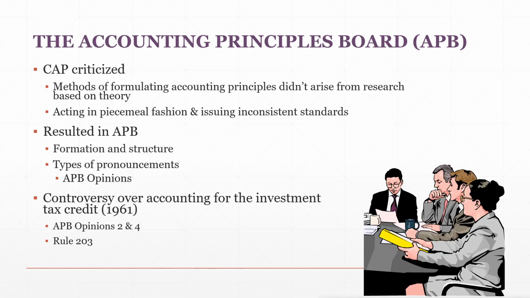Controversy over accounting for the investment tax credit started in 1961, and it resulted in APB opinions 2 and 4 as well as Rule 203.